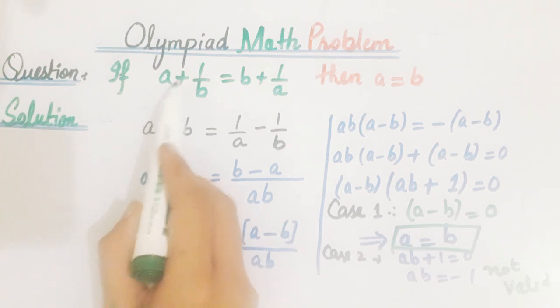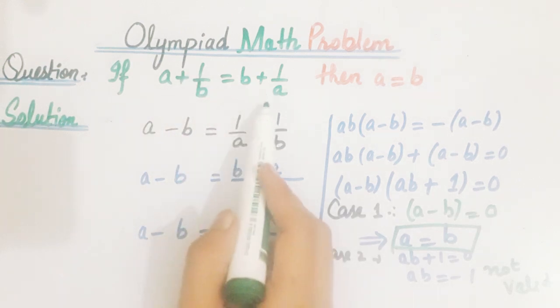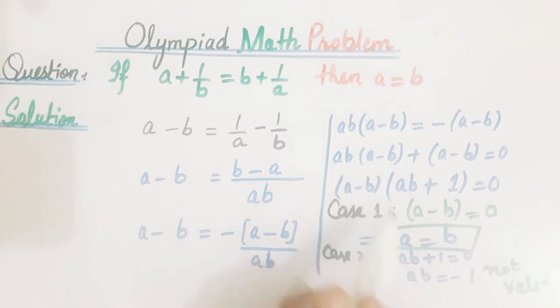So if a plus 1 over b equals b plus 1 over a, then a equals b. We have proved this in a very easy and simple way.